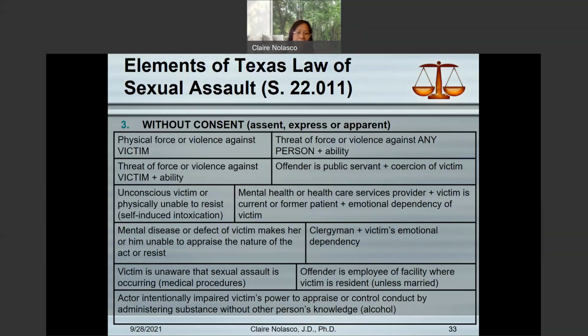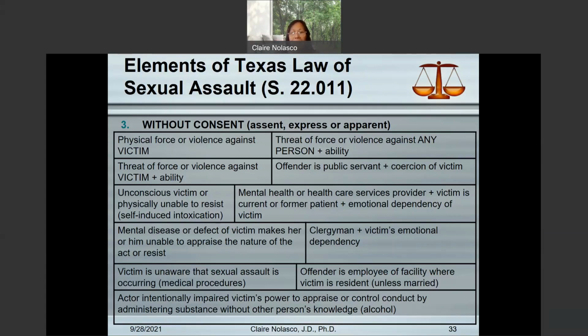Sixth, the actor intentionally impaired the victim's power to appraise or control the conduct by administering a substance without the other person's knowledge. For example, the offender gives the victim alcohol or date rape drugs or any drug that makes her unable to resist. Seventh, threat of force or violence against any person, not necessarily the offender or the victim, plus the ability to carry out that threat.